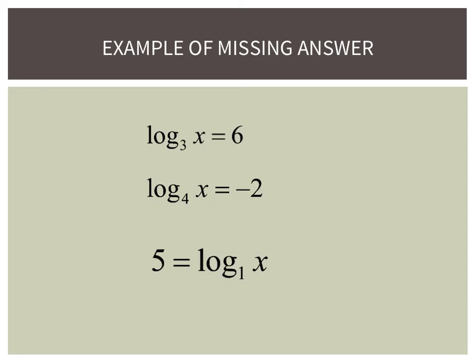Once again, how about we put it in exponential form? Okay, so I'm going to have 3 to the 6th equals x. Well, I need to know what 3 to the 6th is. And 3 to the 6th is 729. Cool. Okay, so now we've got log base 4 of x equals negative 2. And once again, you can pause the video, try these, press play when you're ready.